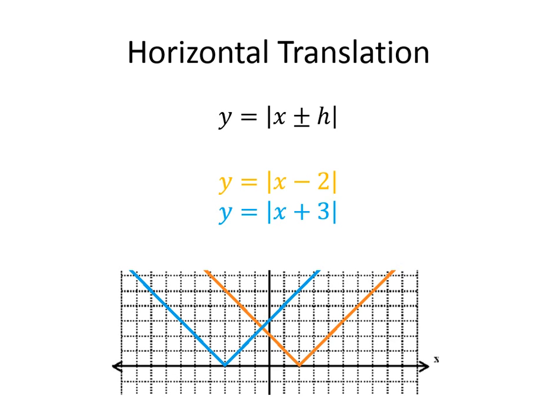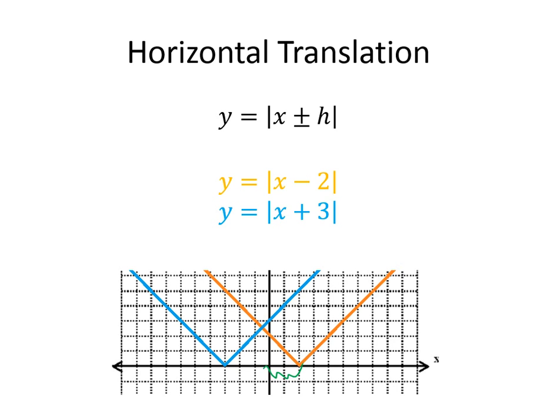So if you see here, this orange absolute value is shifted over to the right 2. Okay, so it's shifted to the right 2, and we would say that it would be minus 2. Okay. And then the blue one, we shifted it left 3, so we were going to go plus 3.